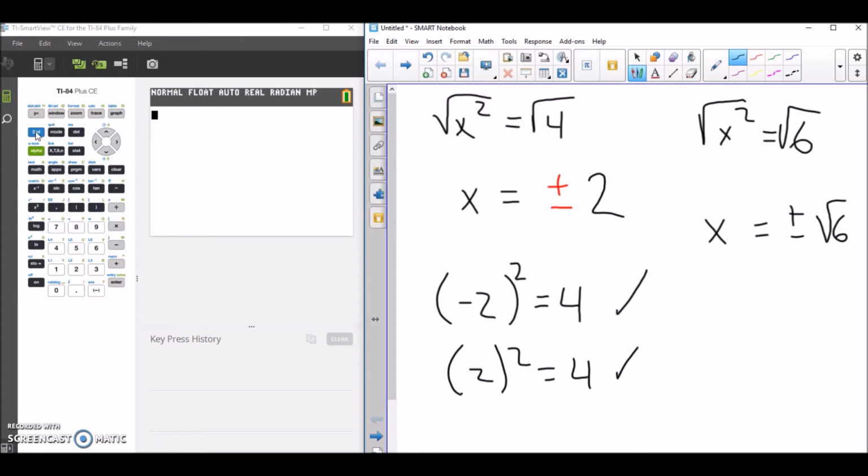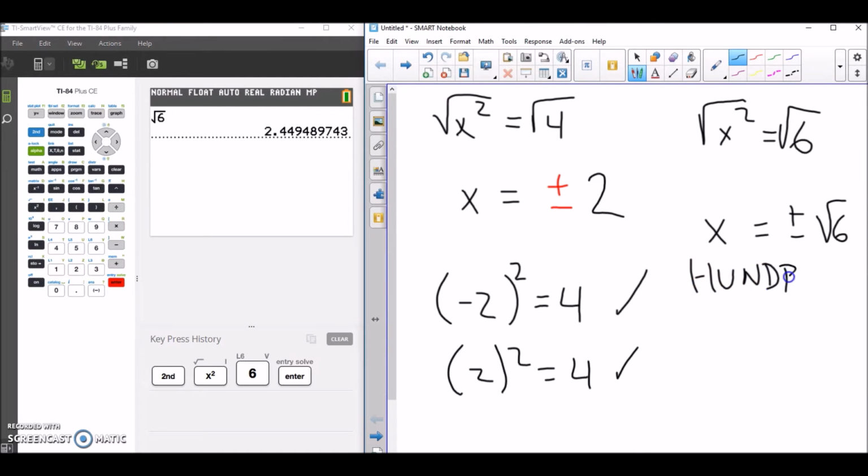I'll show you that. We're going to do second, x squared, which will give me the square root button, and I'm going to hit 6. So we're going to round to the hundredths place. I will write that down, which you should know is 2 places after the decimal. And what is 2.449489743 rounded to the hundredths place? Did you say 2.45? I sure hope so.